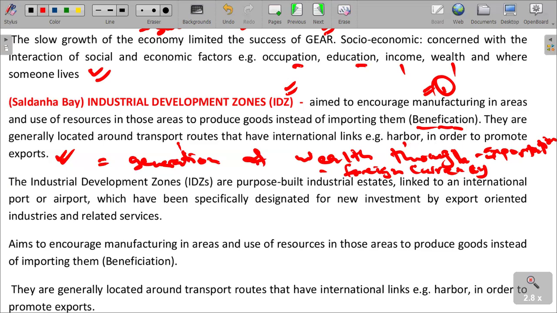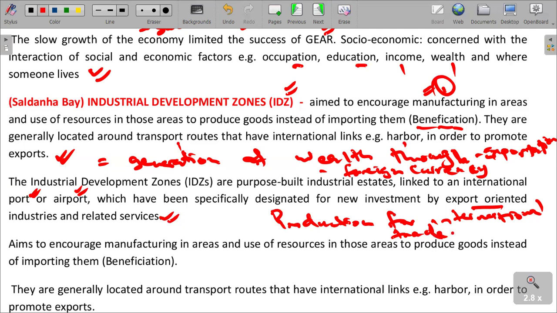So the industrial development zones are actually purpose-built industrial estates linked to international ports and airports, which have been specifically designated for new investment by export-oriented industries and related services. Export-oriented, we are talking about production for international trade.